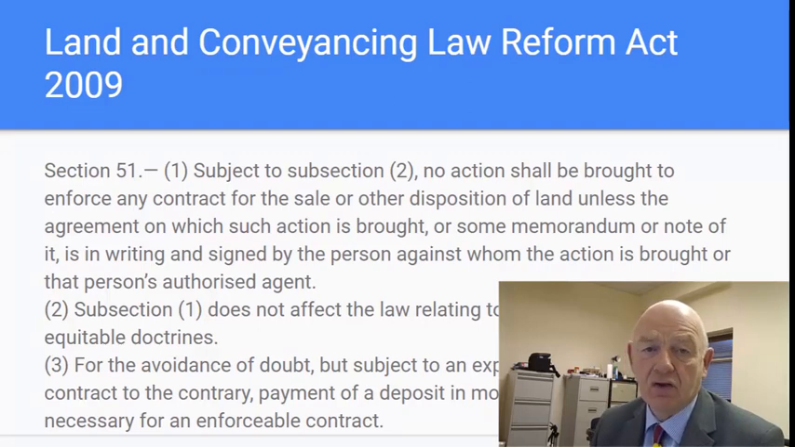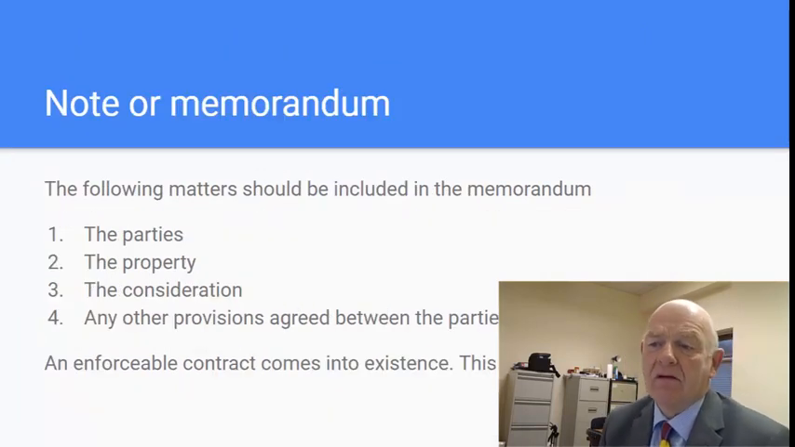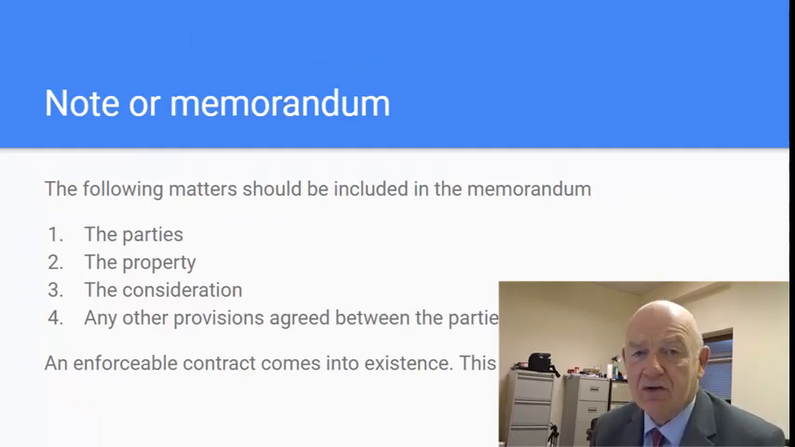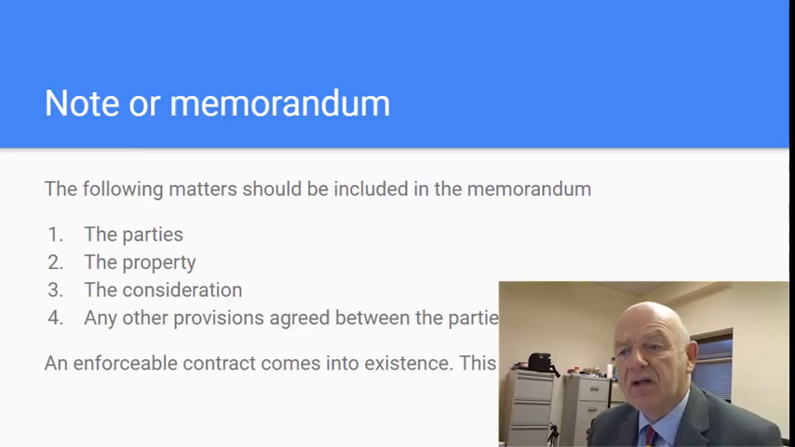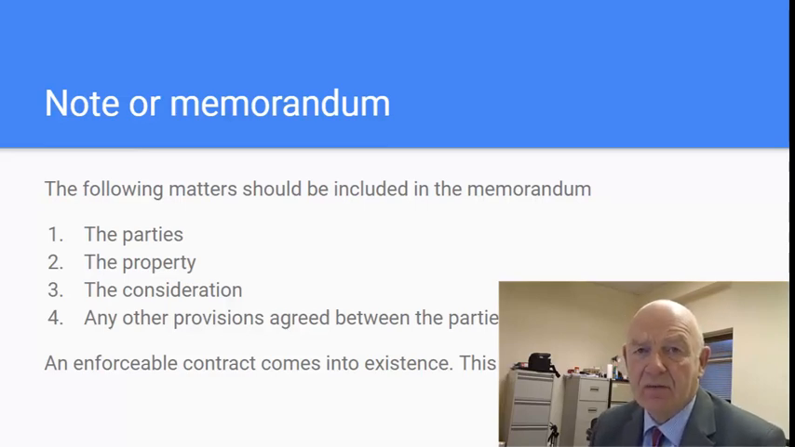Then if we look at what should be in the note or memorandum, there are at least 4 things which should be in it: the parties, the property, the consideration, and any other provisions agreed between the parties. If this is the case, then an enforceable contract comes into being. It's called an open contract. The reason it's called an open contract is because all of the provisions agreed between the parties are not included.